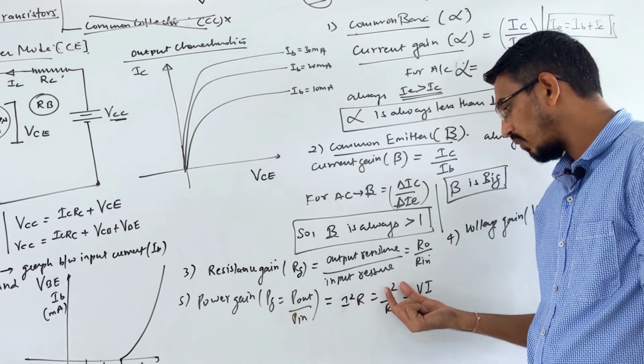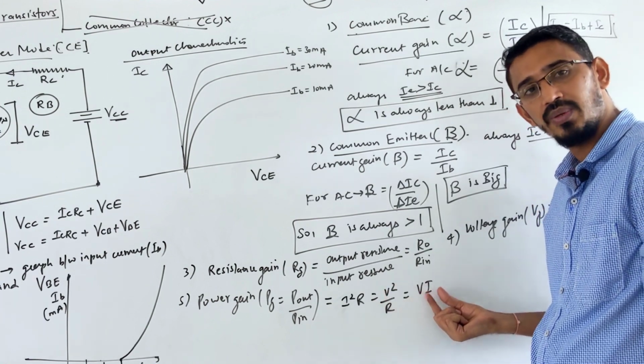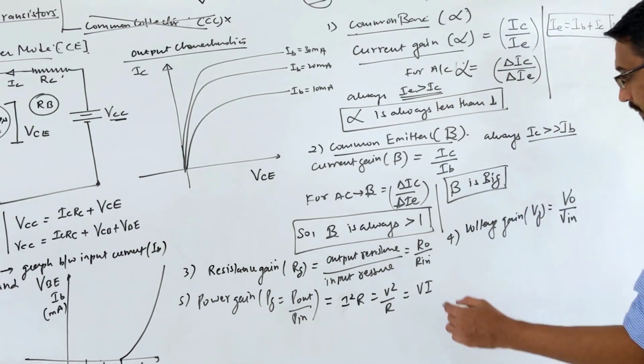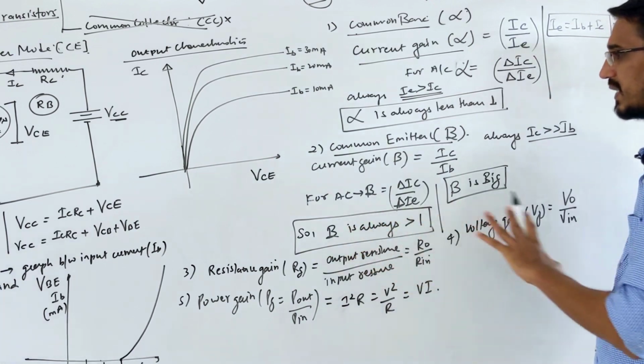Power gain is also equal to what? Voltage gain squared by resistance gain. It is also equal to what? Voltage gain into current gain. So you can write all of these in gain format, right? Power gain, voltage gain, resistance gain, all mean the same: output by input.